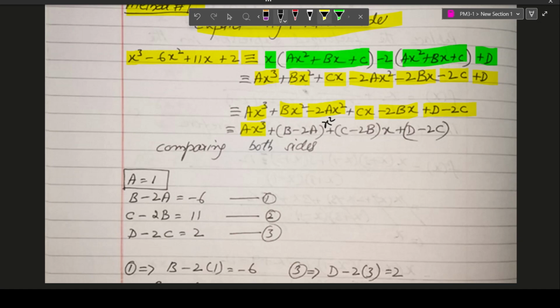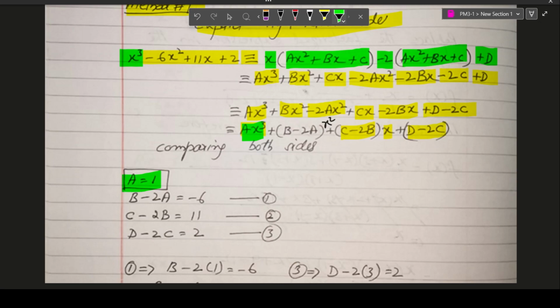So now you see that it is b minus 2a into x square, because x square is common, and here x is common, leaving behind c minus 2b, and lastly d minus 2c. Now compare the left hand side with the right hand side. If you compare the coefficient of x cube on the left hand side and the coefficient of x cube on the right hand side, a will be equal to 1.